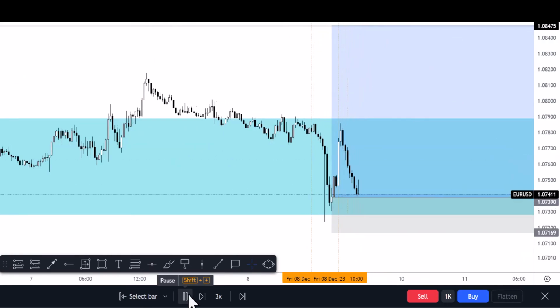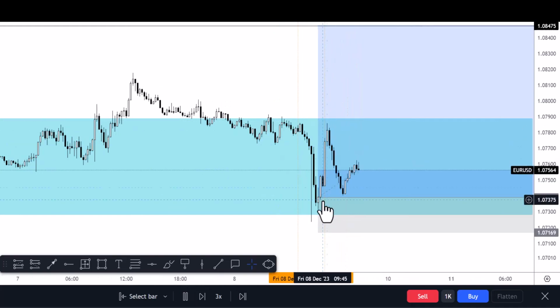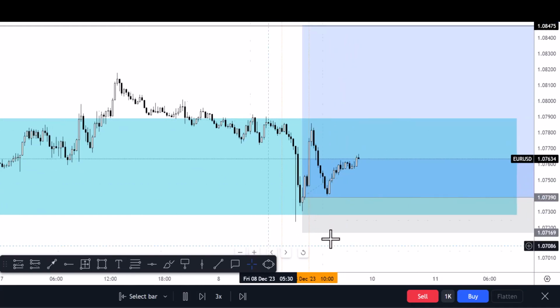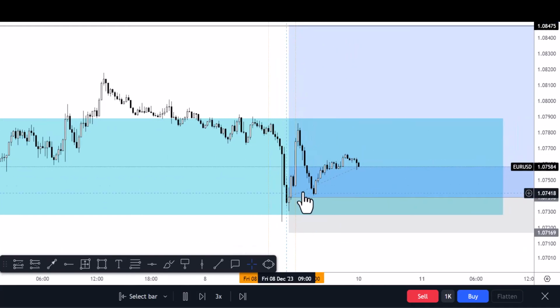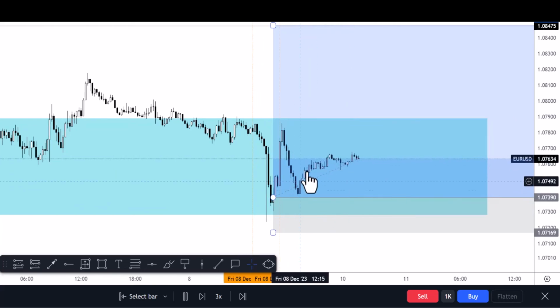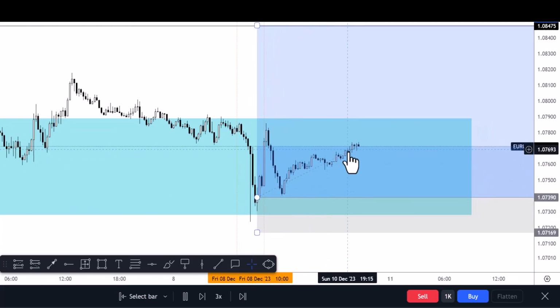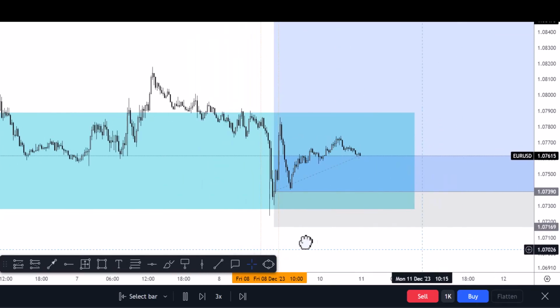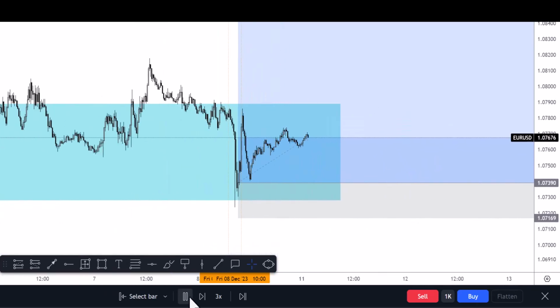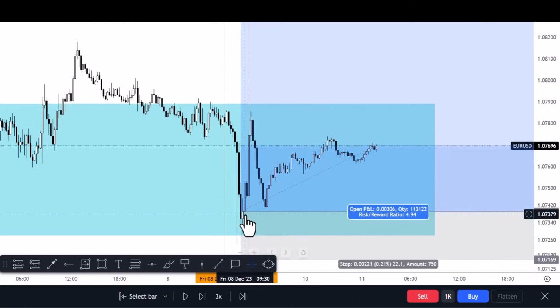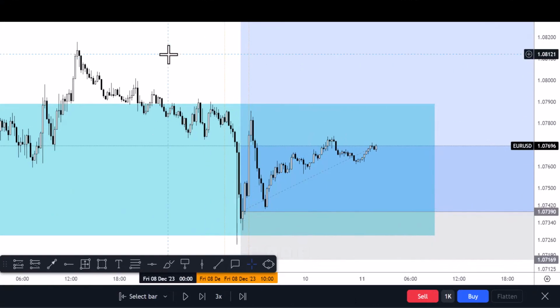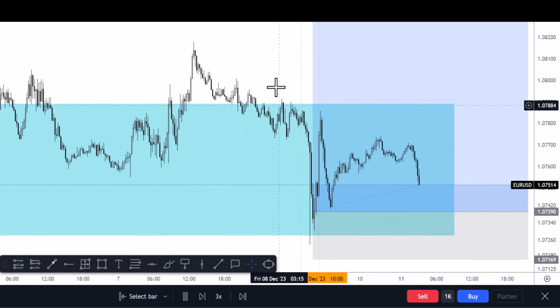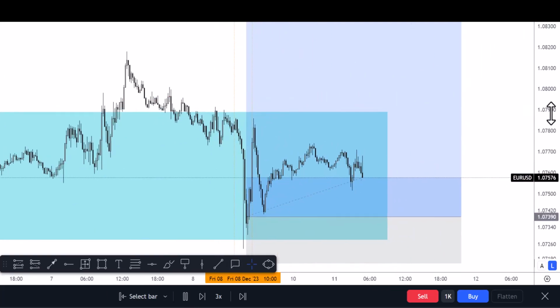Price explodes up, then it does correct a little bit, comes back into this fair value gap right here. Price is gradually making its way up, and then we can just watch what it's doing. So we entered right here at 9:30 a.m. Eastern, so that's good. And like I said, gradually making our way up.